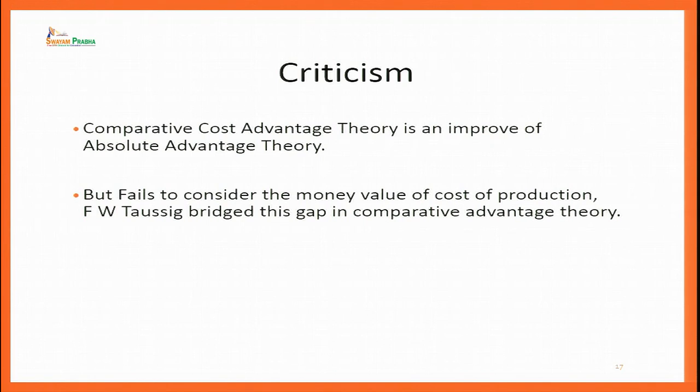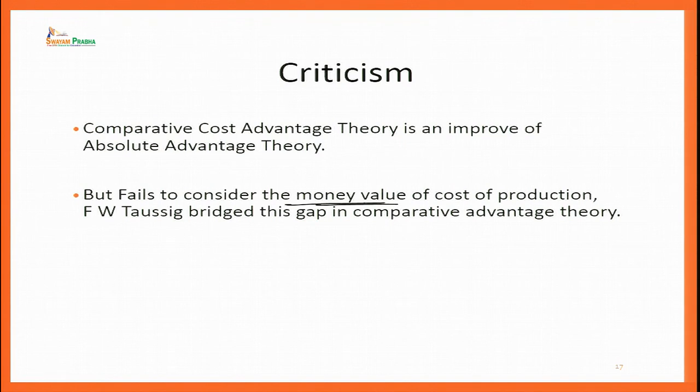There was a criticism that comparative cost advantage theory is an improvement, for sure. This is a step ahead of the absolute cost advantage theory, that's true. But this theory failed to take reference of the money value. Say, for example, the production that you are doing in Japan is costing you X, and when it is exported to India, it becomes X by 2.